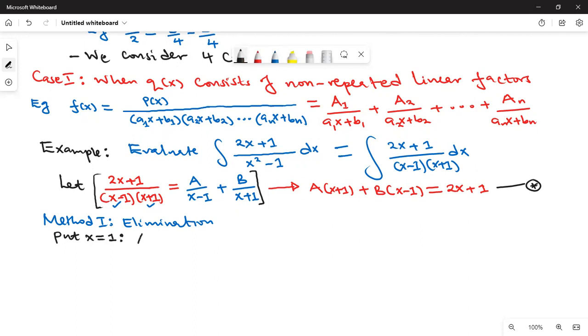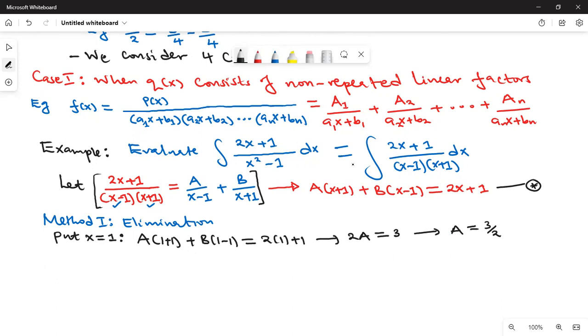So what will we get? It will be a in bracket 1 plus 1 because x is 1, plus b times 1 minus 1, is equal to 2 times 1 plus 1. So that means 2a plus 0b, which is just 0, is equal to 3. So therefore, a is equal to 3 over 2. That's what we have.